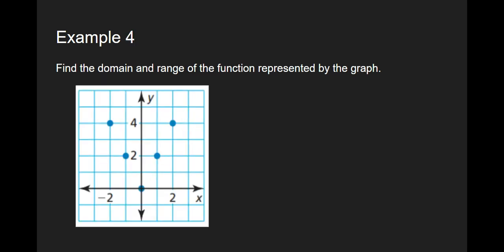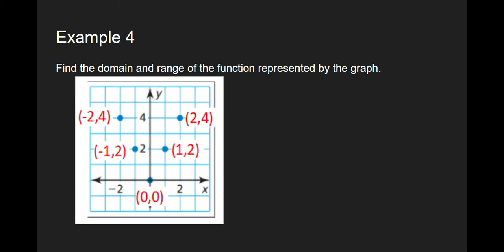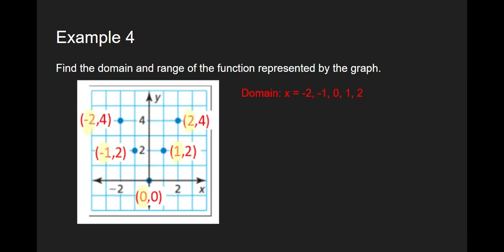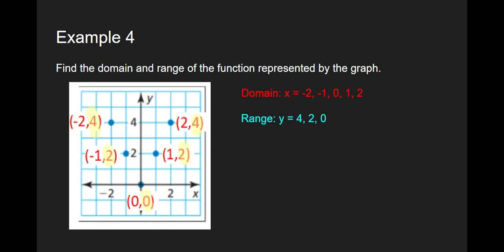Now let's do one more. Here's another graph where I just have a bunch of points. Again, I want to look at what those coordinates would be for each point. I'm going to look at my x values to list my domain. So I have here that x is equal to -2, -1, 0, +1, and +2. And then I'm looking at the y values in my coordinates to find the range.